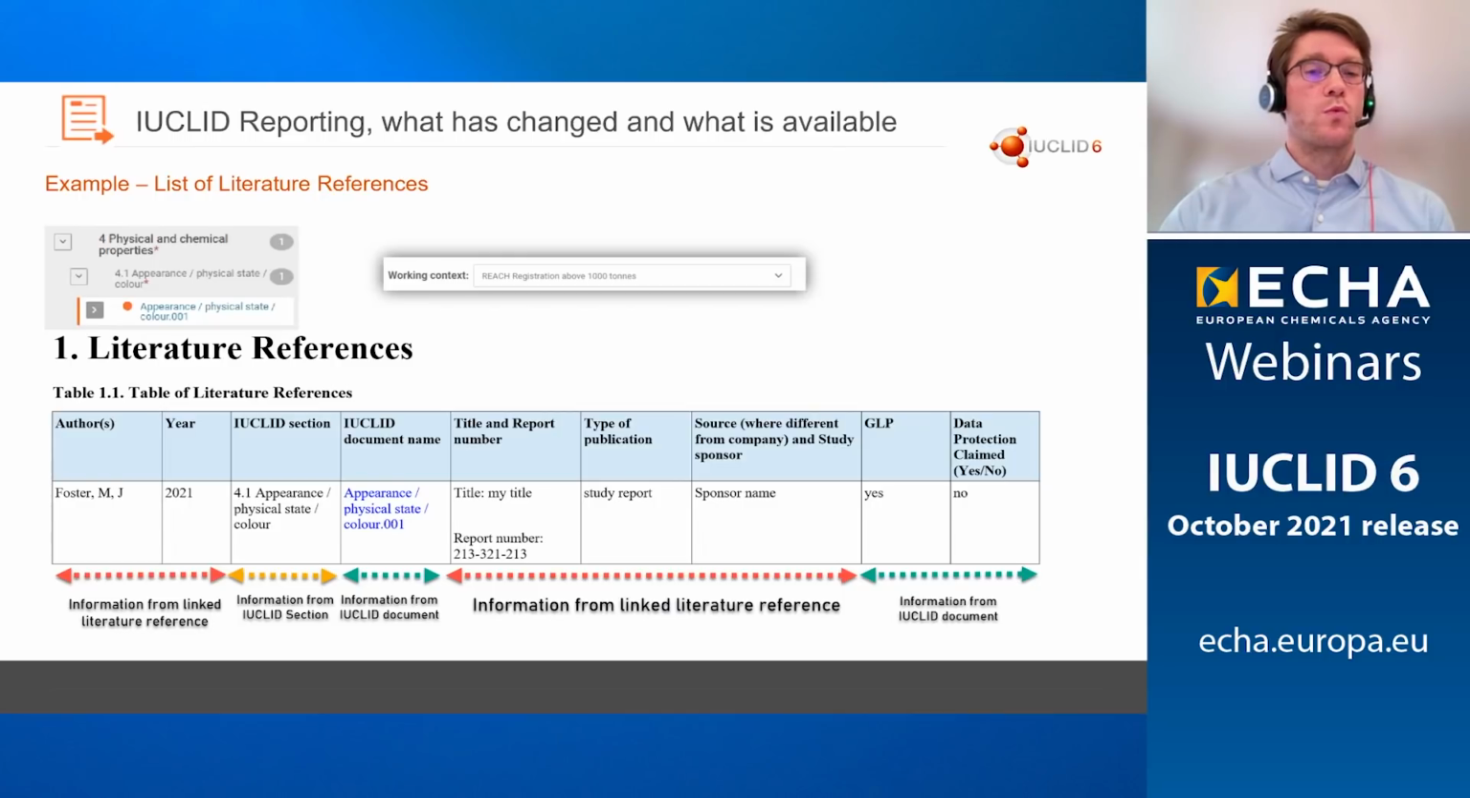This will display the working context information for you. Here, the section number and name, according to the reach working context I am in, are displayed. And finally, there's information about the document which is referencing the literature reference. And this information is above the green dotted lines.